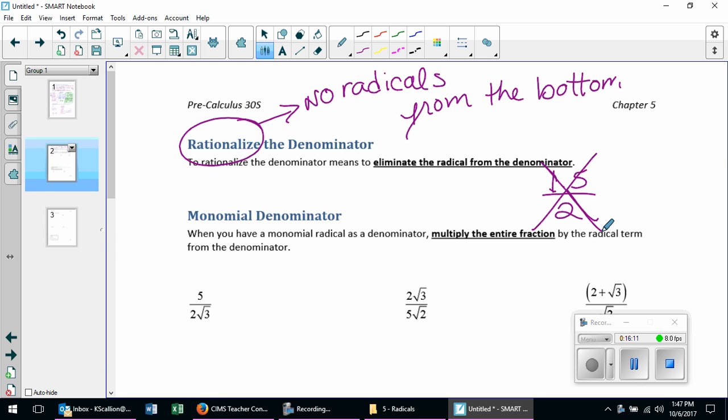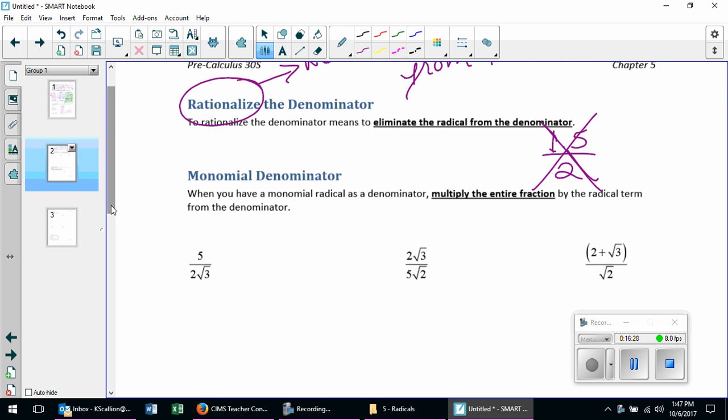Okay. So monomials are the easy ones. Multiply the entire fraction, both top and bottom, by whatever the denominator is. You can do it just by the radical, or you can do it as the entire thing. I'm going to just do it by the radical because that's what I want to get rid of. So what's the radical on the bottom? Root 3. So that means I times the top by root 3 and the bottom by root 3.